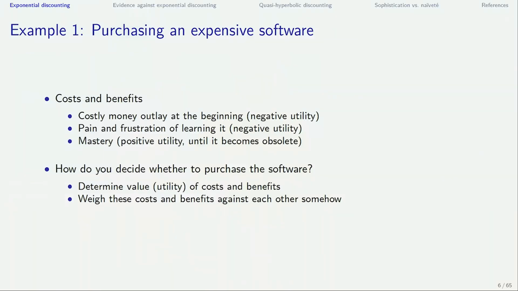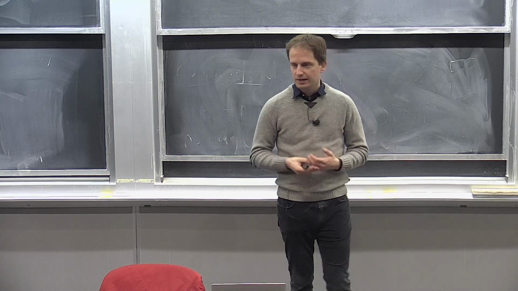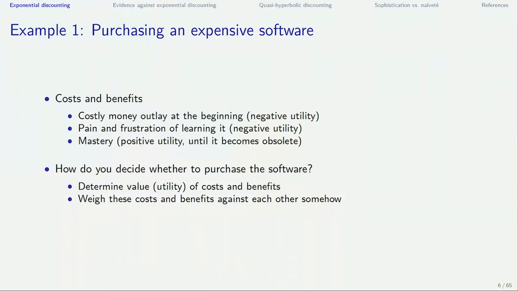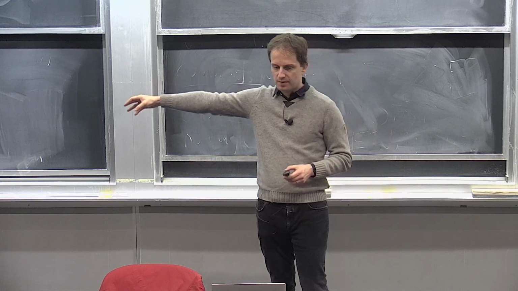Here's another example, somewhat very trivial. Purchasing an expensive software, you have to spend some money doing it. That usually entails negative utility. People don't like to give up money. Second, there's the pain and frustration of learning the software. Again, that's often negative utility. And then there's mastery, which is positive utility from knowing or learning the software until it becomes obsolete. So there's a stream of positive utility sometime in the future.